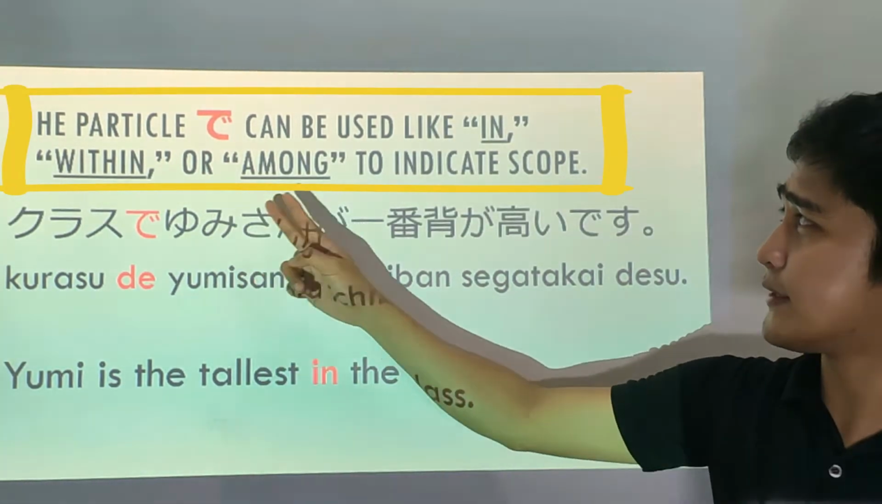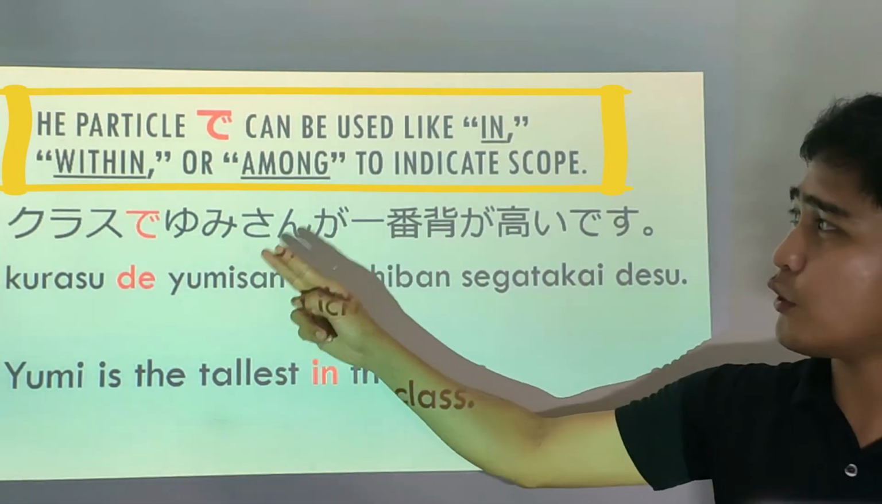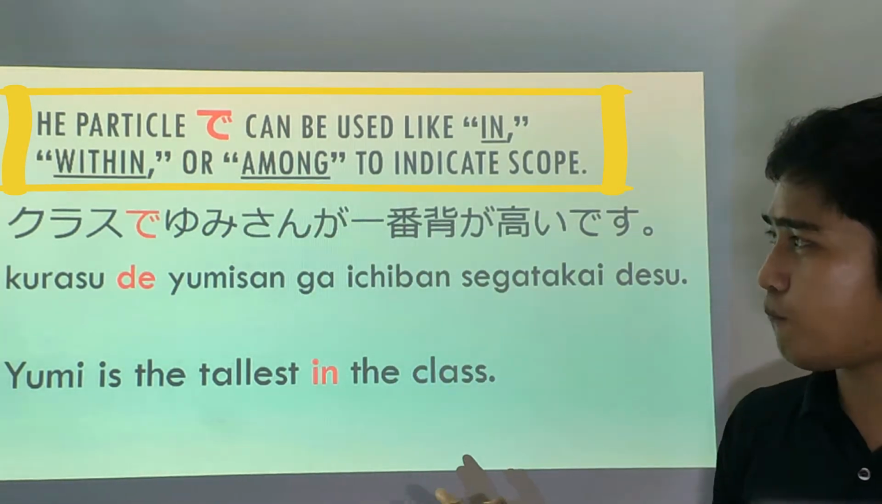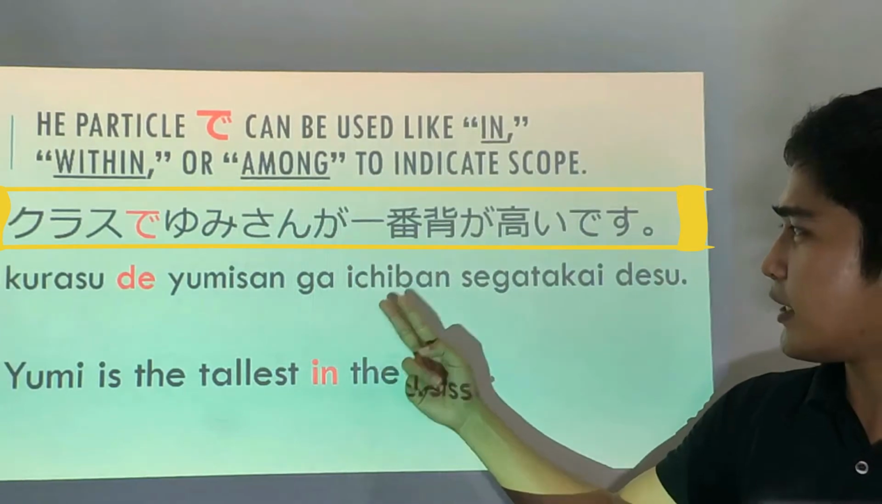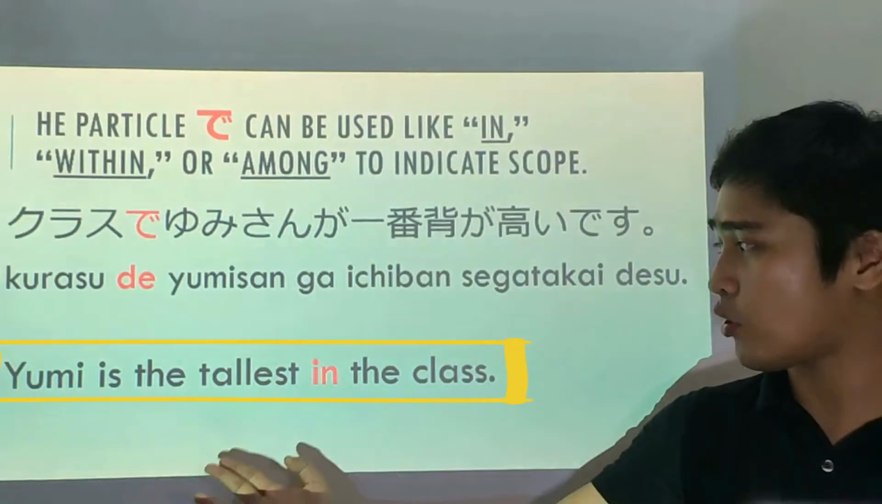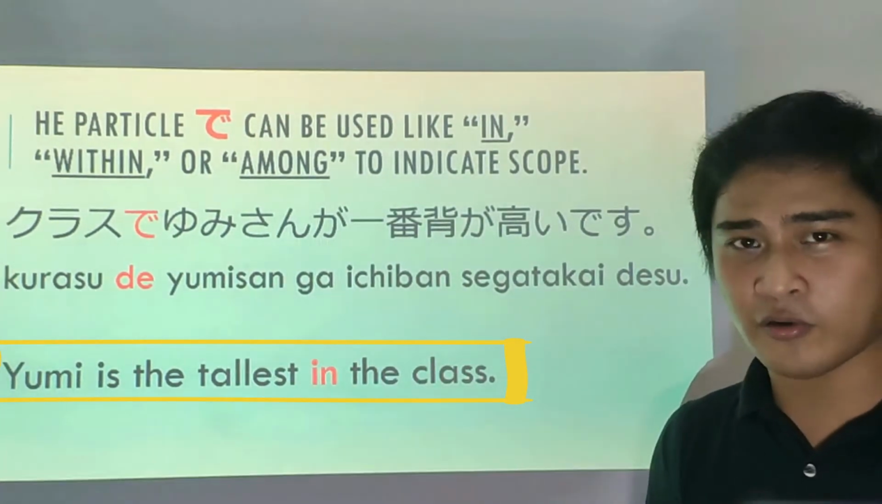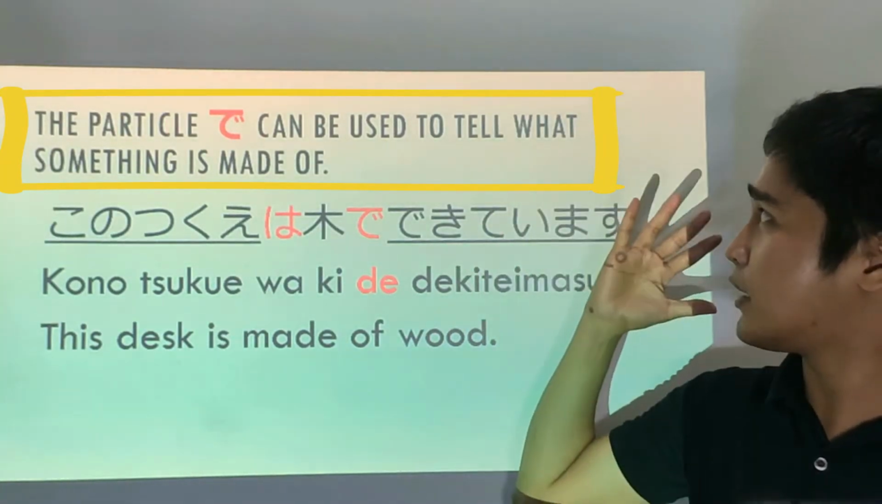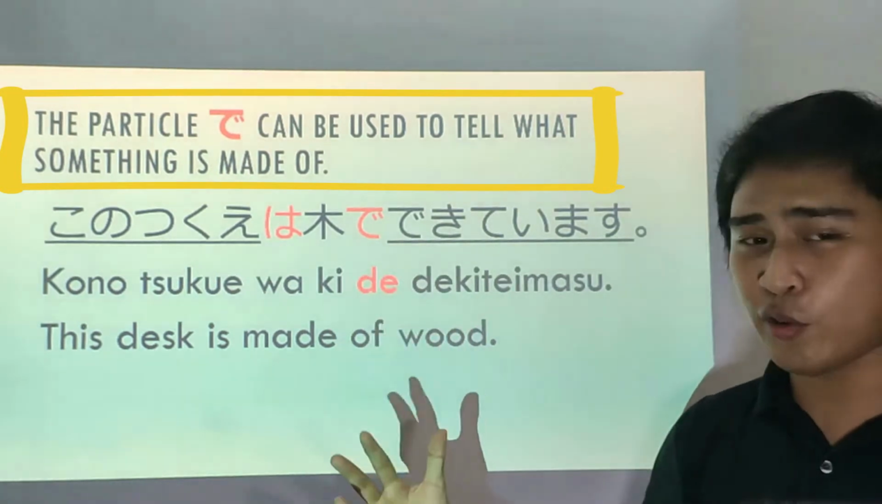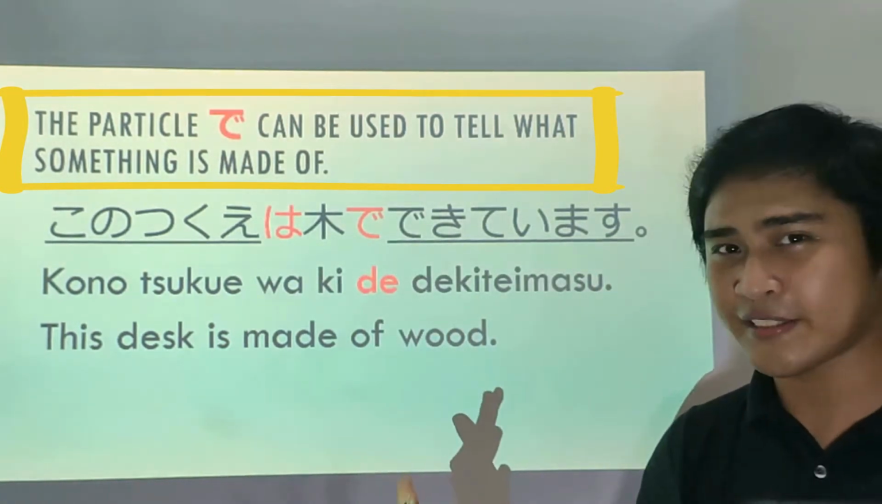The particle de can be used like in, within, or among to indicate scope. Kuraso de, Yumi-san ga ichiban saigatakay desu. Yumi is the tallest in the class. Next, the particle de can be used to tell what something is made of, kung saan siya gawa.